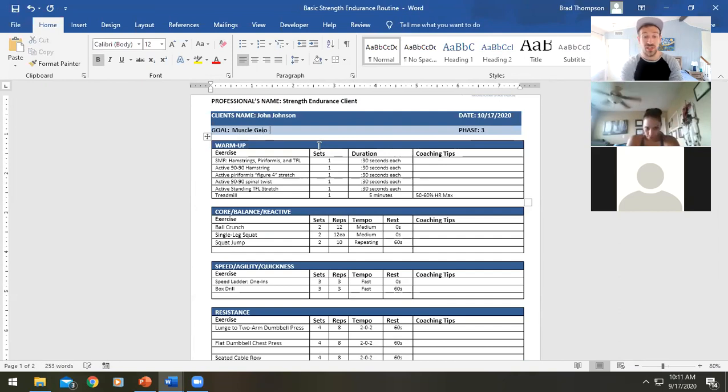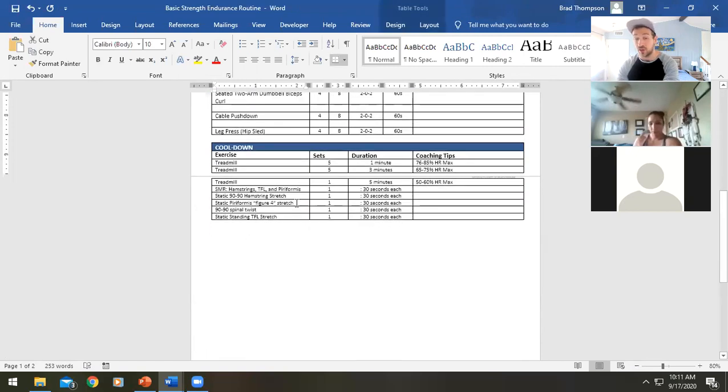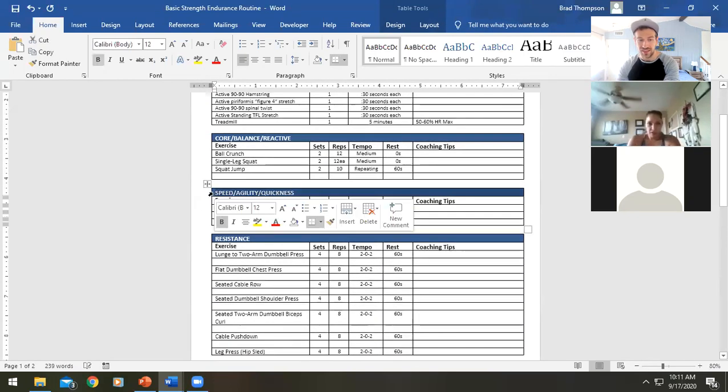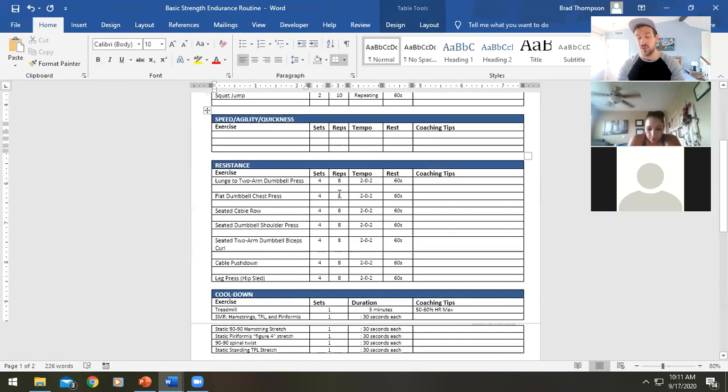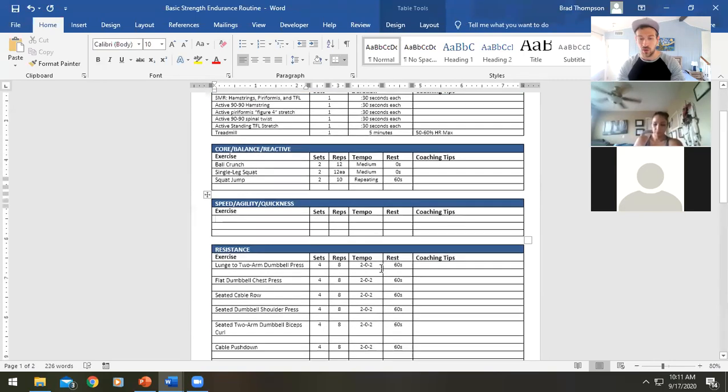This is a new routine. This is totally based on something else, right? Because our goal is muscle gain, I'm caring a lot less about SIQ and a lot less about cardio. So if I were to remove these things and these things, that's going to make a lot more space for us to do all this. I'm going to keep the movement prep because that's always going to be important.